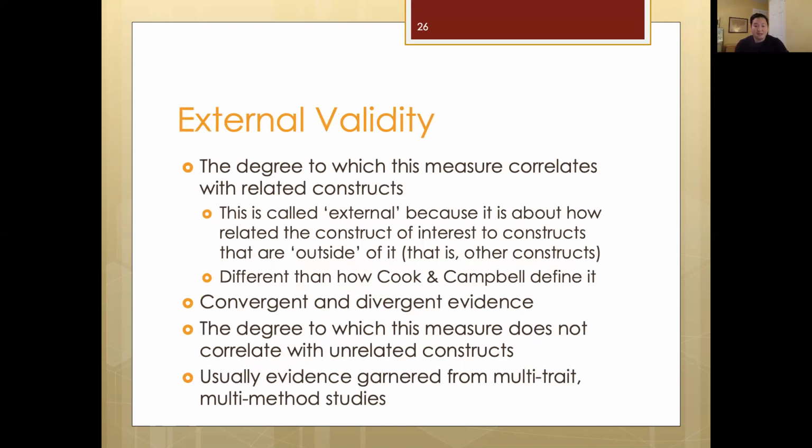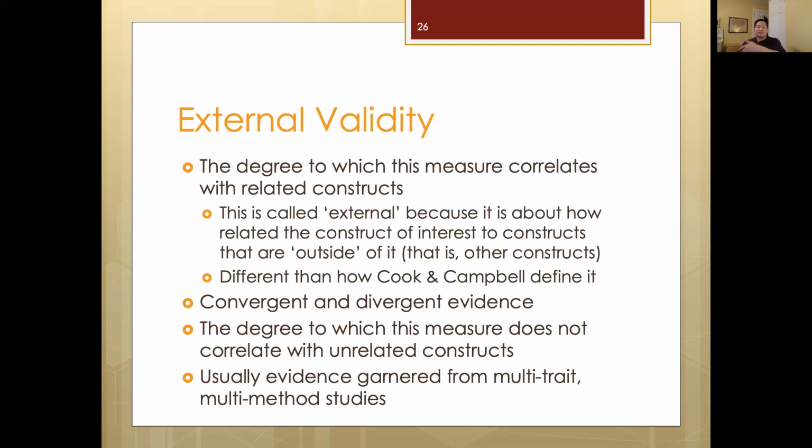Next, we have external validity. Now, remember, Cook and Campbell had their external validity that was basically generalizability. Messick has this concept of external validity. It is different. And again, on the test, I will specify which goes to which.